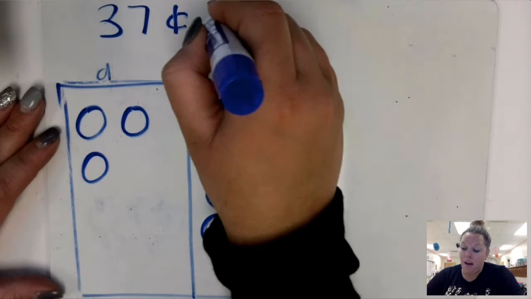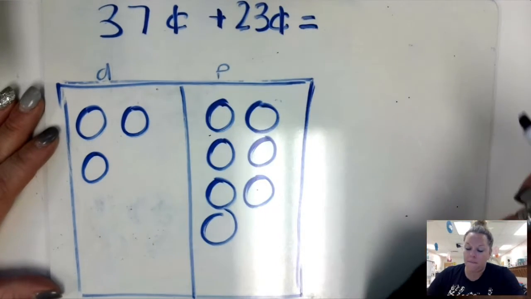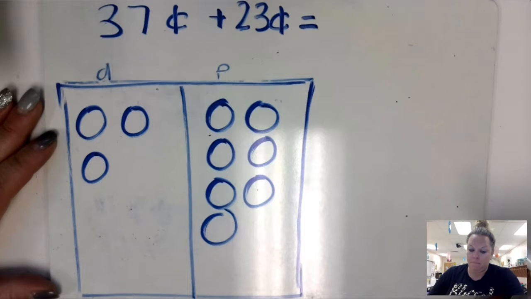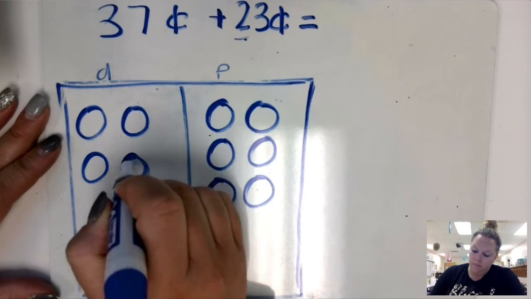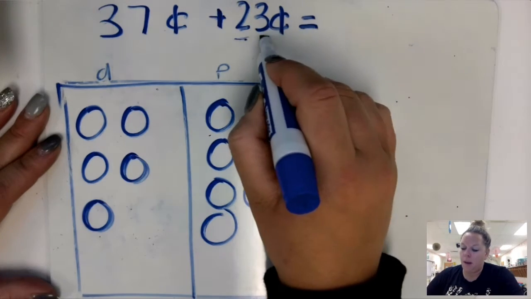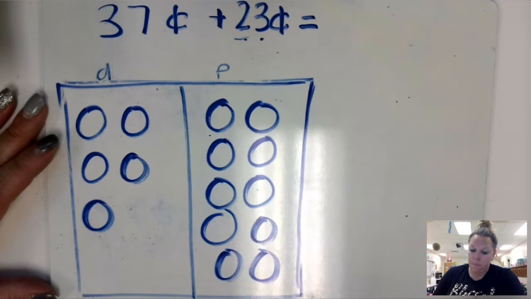Now, this time, I'm going to add 23 cents. How many dimes and how many pennies? 2 dimes. How many pennies? 3. 1, 2, 3.